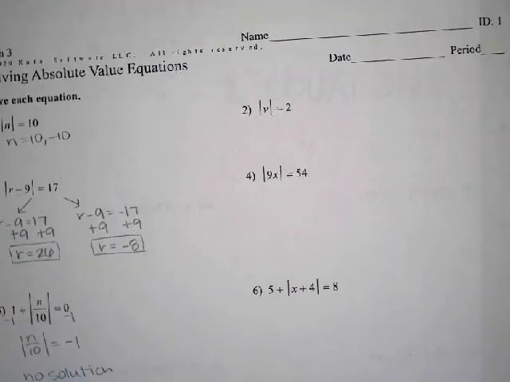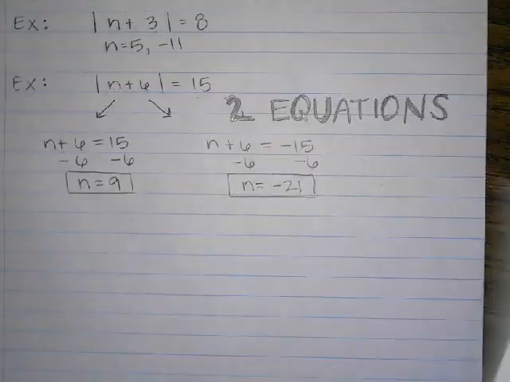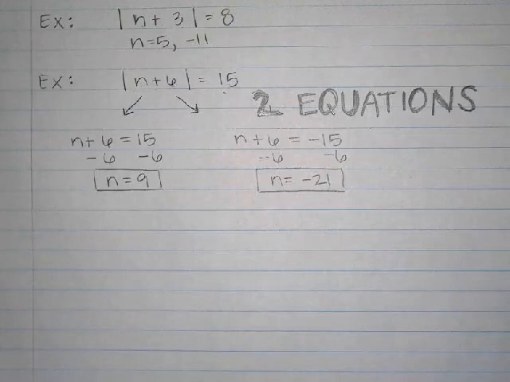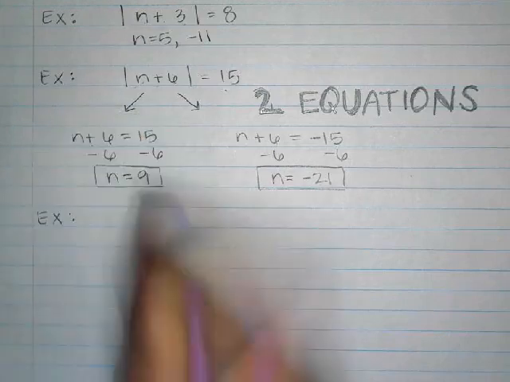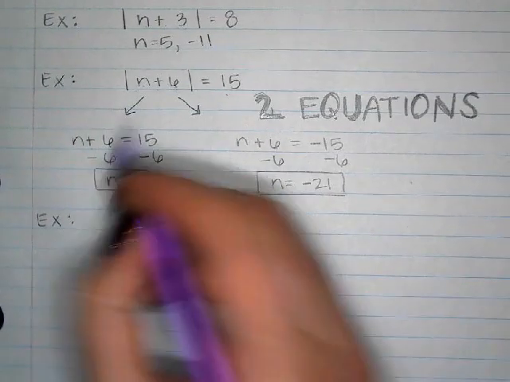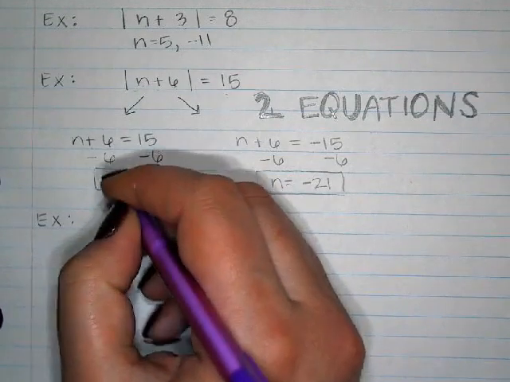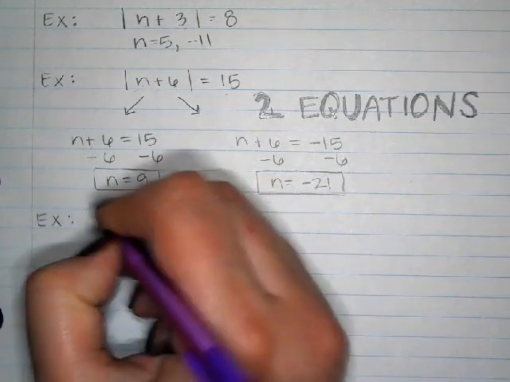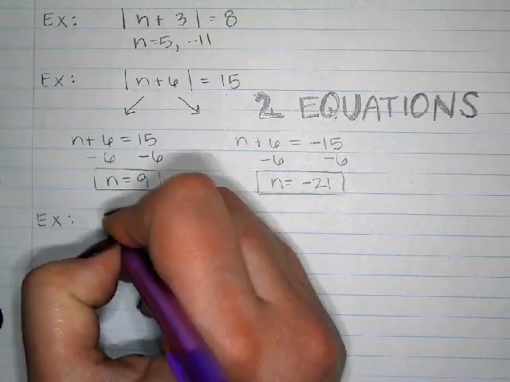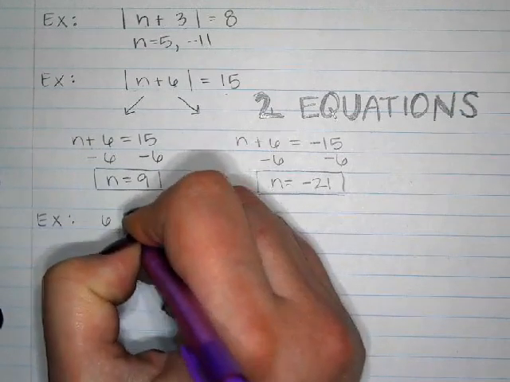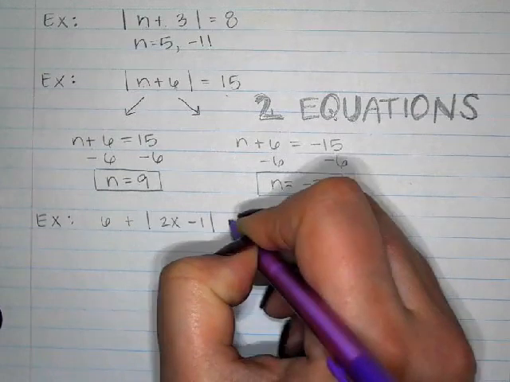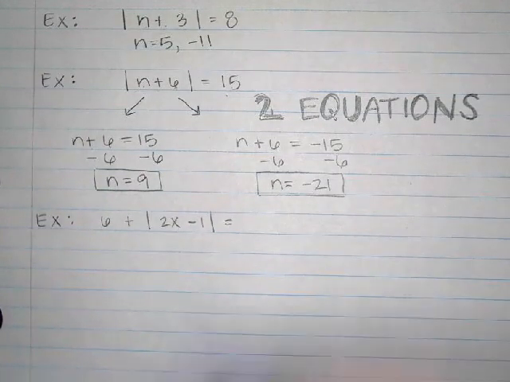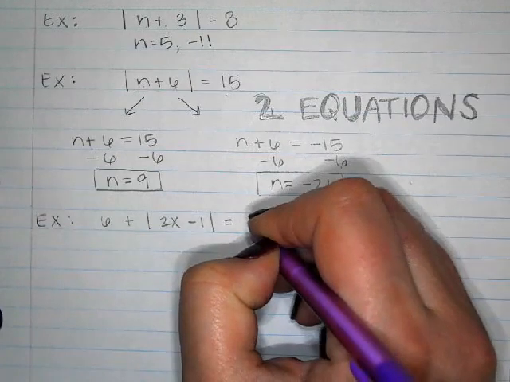Okay, let's try a couple more. So go back to your notes. All right, this time we're going to do 6 plus the absolute value of 2x minus 1 equals 35.